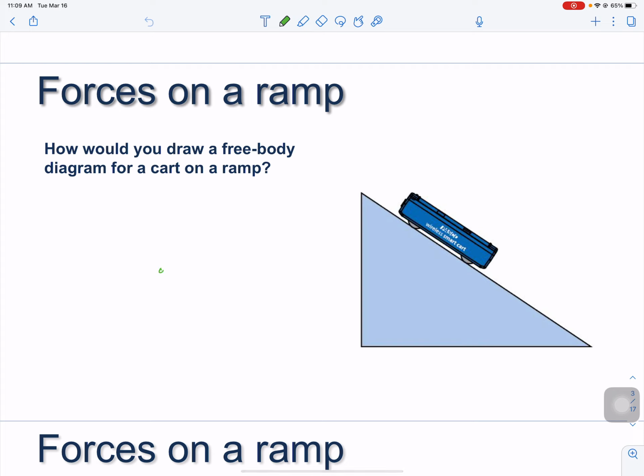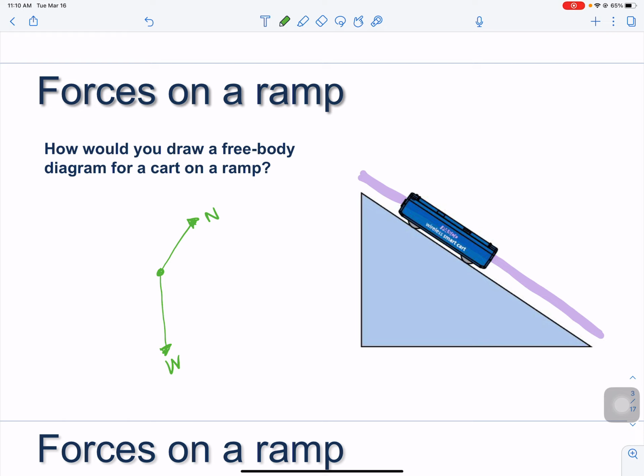Okay, so we know that we've got the weight going down, and then hopefully none of you are persisting in your beliefs, but the normal force is perpendicular to the ramp, so it goes off in this direction, does not go straight up. And so that's what it looks like. And then remember, the velocity or the motion of the cart is in this direction, which means if we had a normal coordinate system, it would actually be moving in the x and y direction.